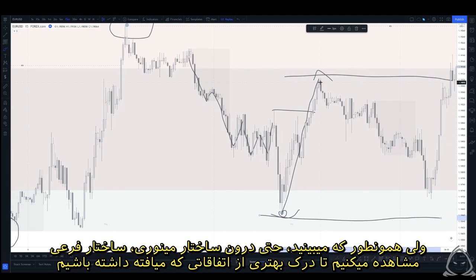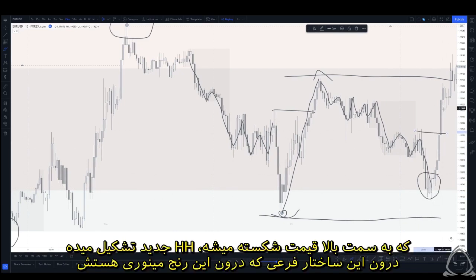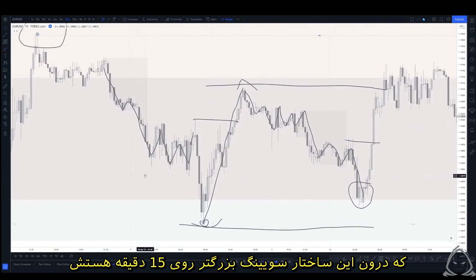But as we can see, even within the minor structure, we're seeing substructure within it to get a better understanding of what's happening. And what we can see is within this minor structure, we're creating lower lows and lower highs until we get to this point where we break to the upside, creating a new higher high within this substructure, which is within this minor range, which is within this larger swing structure here on the 15-minute chart.